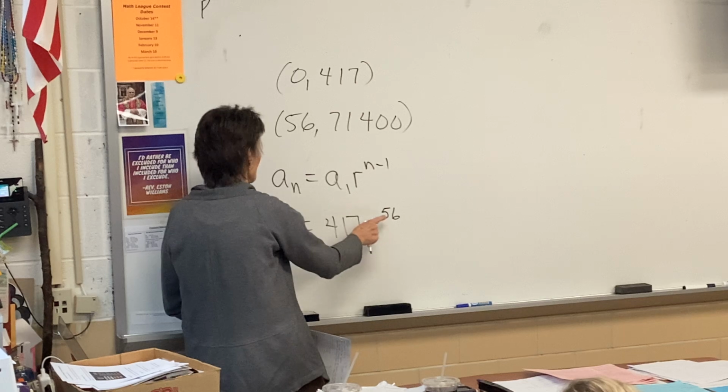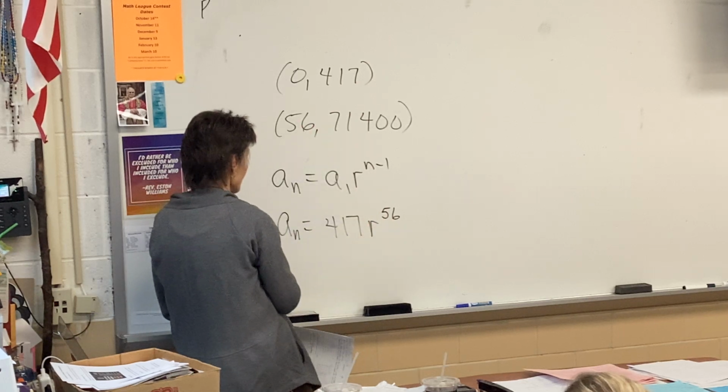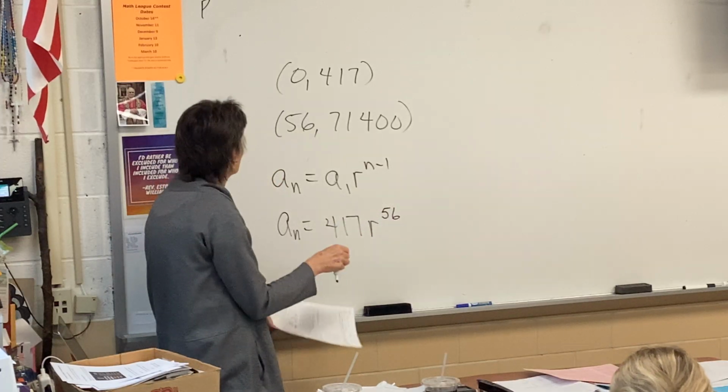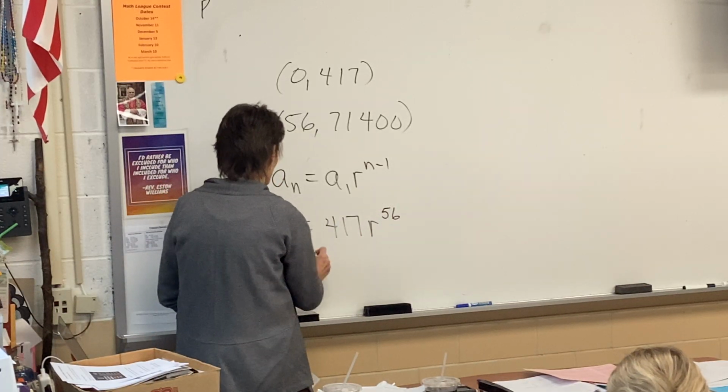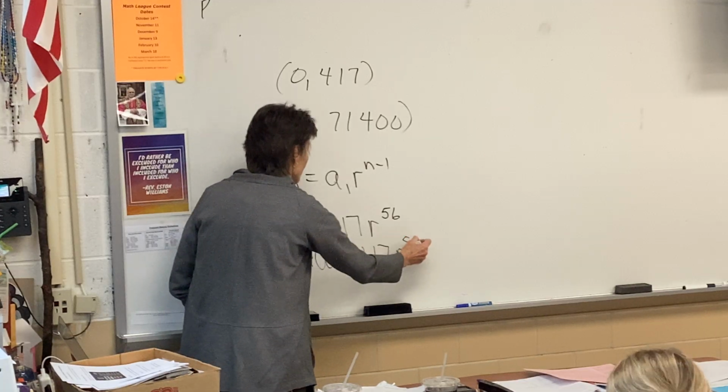I think it is, because m minus 1 would be 57. Yeah, so I think that's okay. I think that's all right. So I need to find out my r. So 71400 equals 417 r to the 56th.